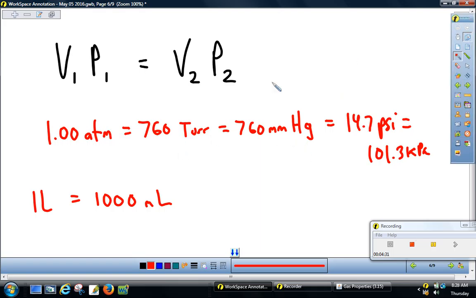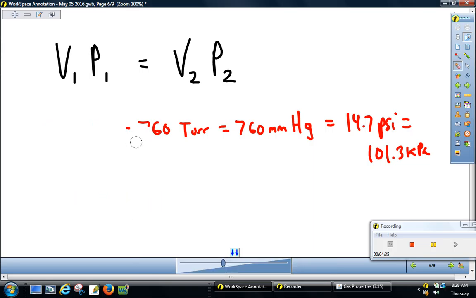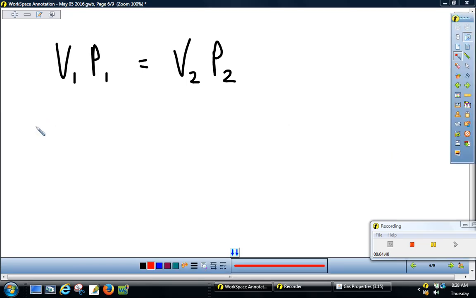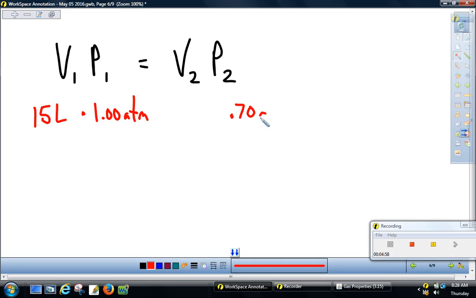So if we look at a simple example of this, let's say we're at sea level. At sea level, standard pressure is just 1 atmosphere. So let's say we have a balloon. The balloon is 15 liters in size. We're at sea level, pressure is 1 atmosphere. Let's say that we take our balloon, we immediately start to hike up a local mountain next to the beach. On top of that mountain, the pressure is only 0.7 atmospheres.